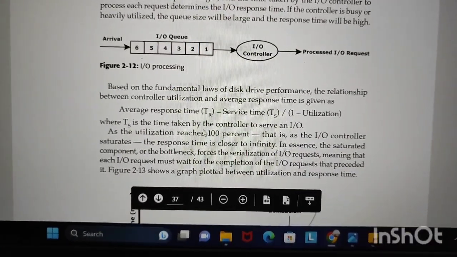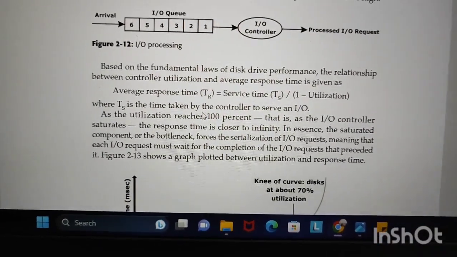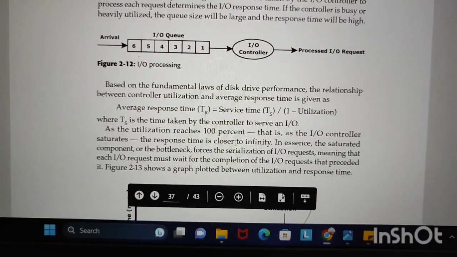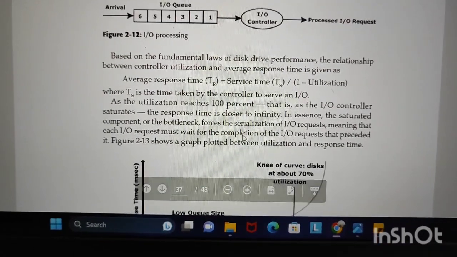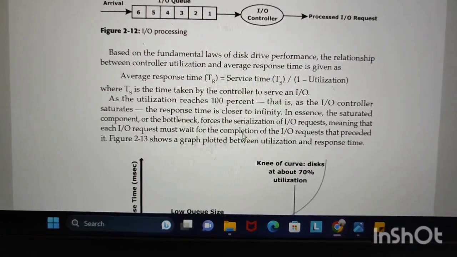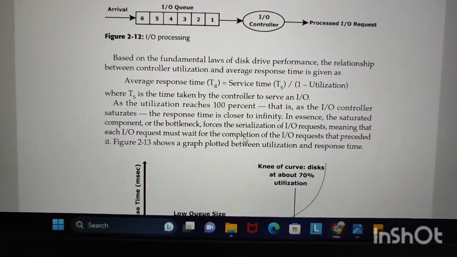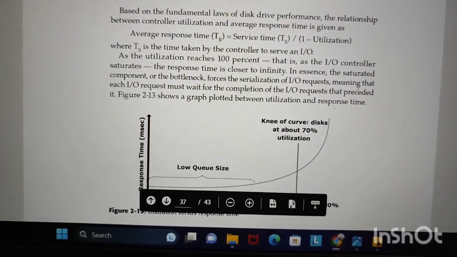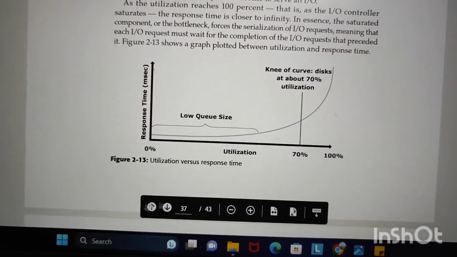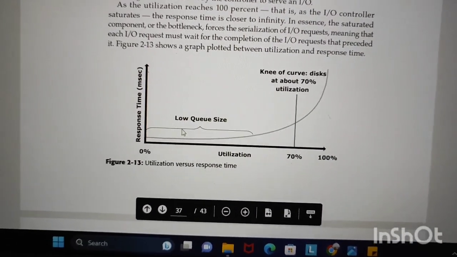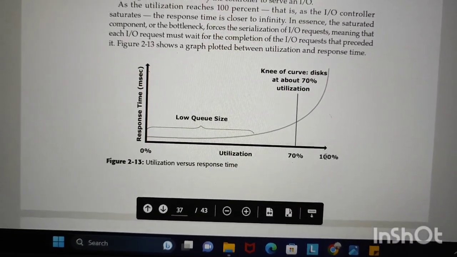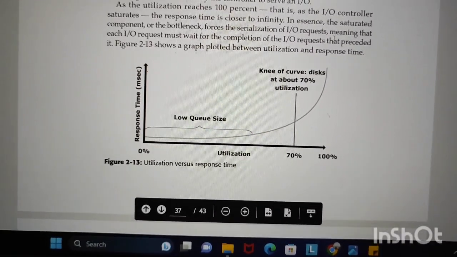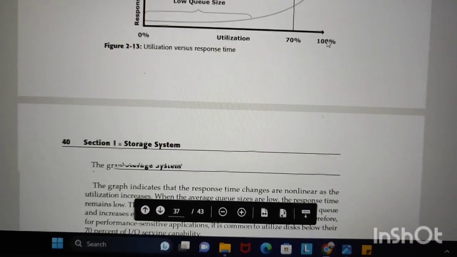Based on the fundamental laws, the average response time is equal to service time divided by 1 minus utilization. As utilization reaches 100%, that is, as the input output controller saturates, the response time becomes close to infinity. So until you have a lower percentage of utilization, you have low queue sizes, and once it crosses beyond a point, it almost becomes impossible to keep up, so your response time increases. You need to explain the graph over there. So this is where the module 1 content ends.